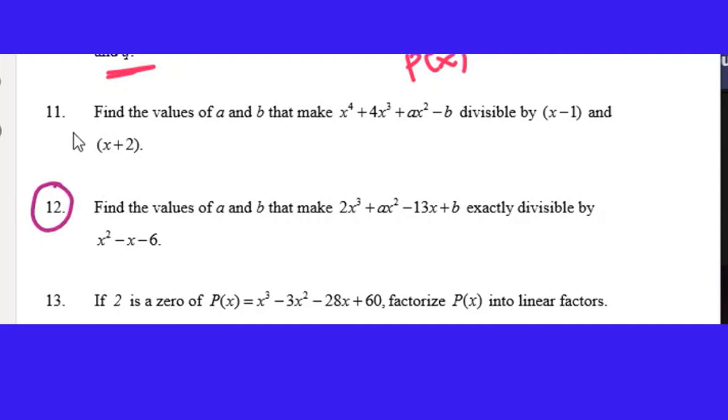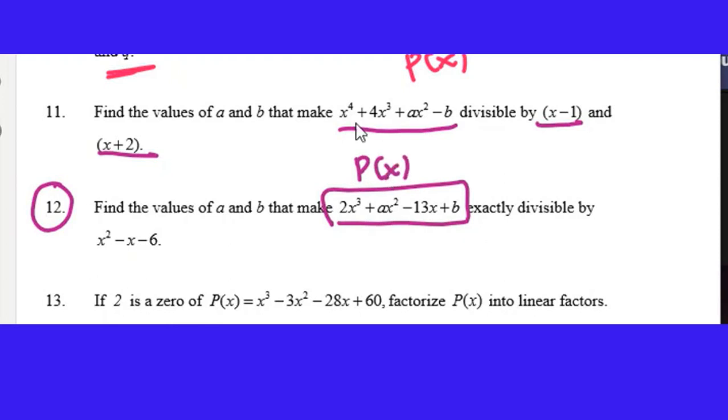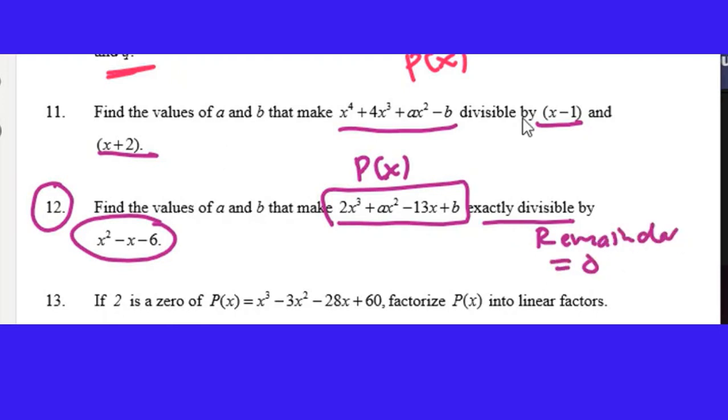Okay. So compare to number 11. Okay, 11 find A, B given polynomial divisible by the two linear factor. For number 12, this is also polynomial. Name this one is P(x), same like this one procedure. Exactly divisible by this given quadratic. Okay, so same procedure, same like number 11. Exactly divisible by means that remainder also 0. This one also 0 remainder, right?